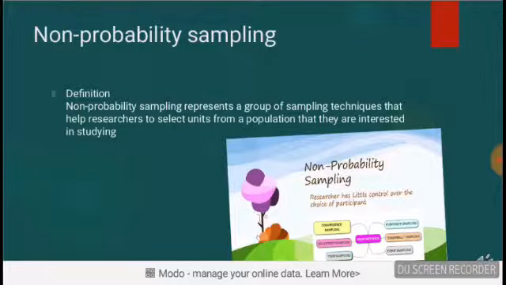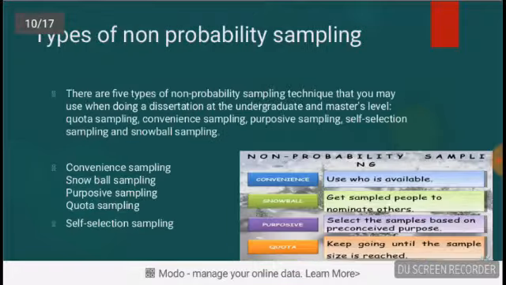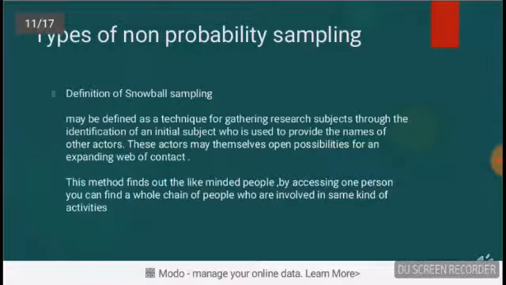Non-probability sampling. Definition. Non-probability sampling represents a group of sampling techniques that helps researchers to select units from a population that they are interested in studying. There are types of non-probability sampling. There are 5 types of non-probability sampling techniques that you may use when doing a dissertation at the undergraduate and master's level: quota sampling, convenience sampling, purposive sampling, self-selection sampling, and snowball sampling.